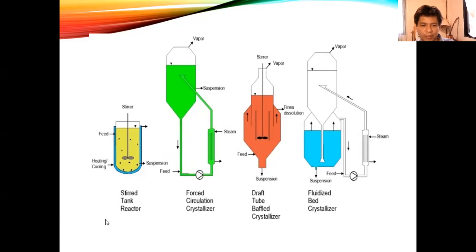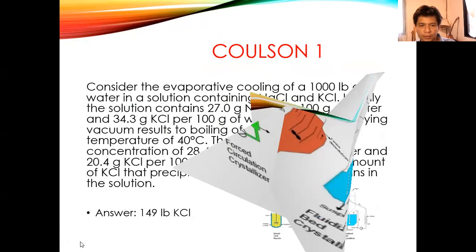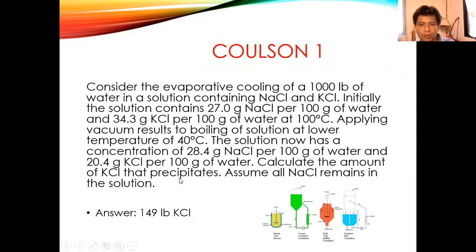Anyway, let's go to the problem. So the first problem from Colson, ito yung spelling ng author ng libro. Sinasabi ko sa inyo, dito sila kumukuha ng board exam questions. Maraming kinukuha dito. Is about a vacuum crystallizer. So pag vacuum crystallizer, merong cooling at the same time merong evaporation.